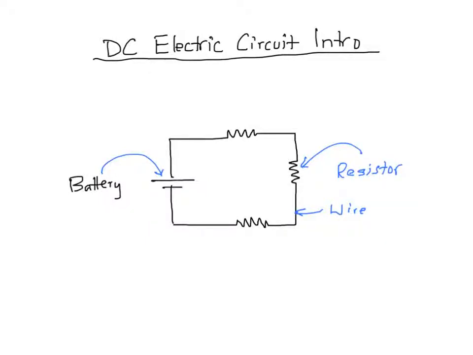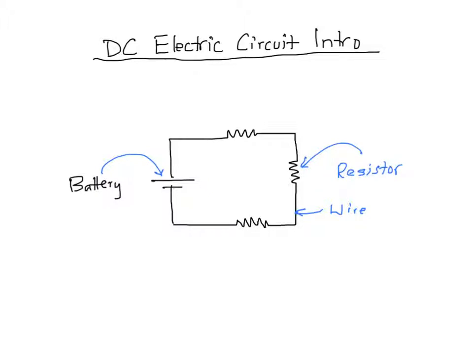Okay, in this screencast, we're going to talk about an introduction to direct current electric circuits. We just learned about how like charges repel each other and how unlike charges attract each other. We learned a formula to be able to calculate that force through Coulomb's law. And what we have in a circuit is a power supply, in this case a battery.